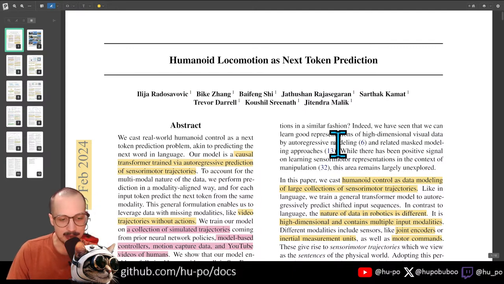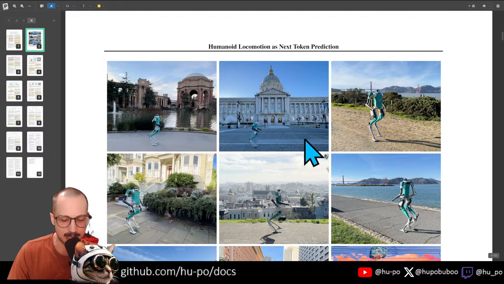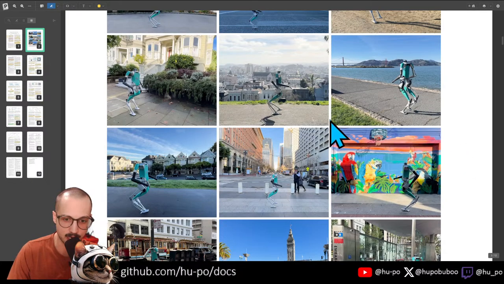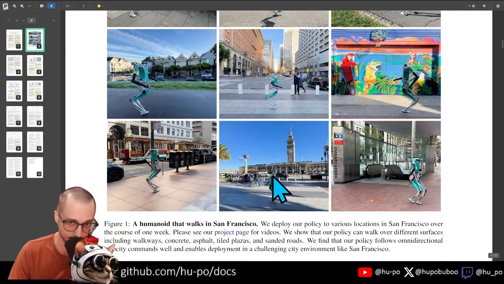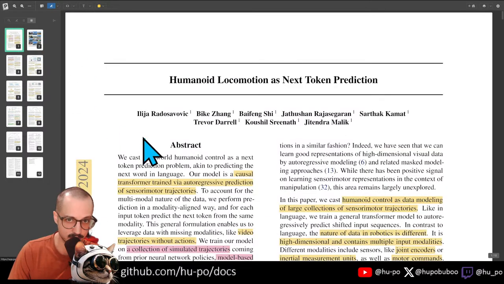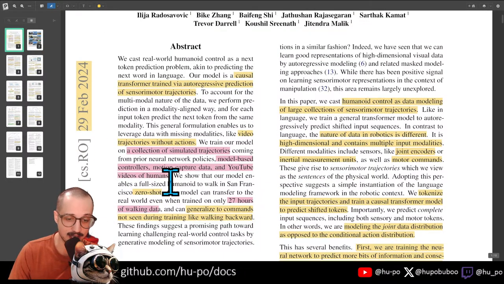In this paper, they create a motion controller for a bipedal humanoid robot that can work in the real world and that zero shots into the real world. They didn't train this controller in the real world. It is trained entirely on data that they scraped from the internet and from simulators. So this robot has never seen the real world, and they can zero shot, aka take that control policy they learned and just apply it and it works in the real world, which is really impressive.